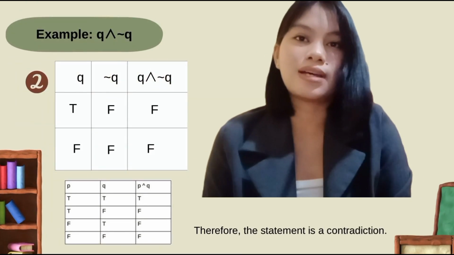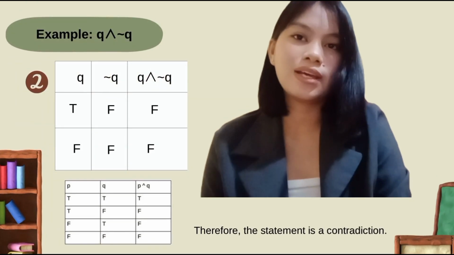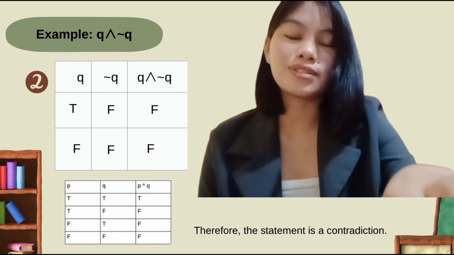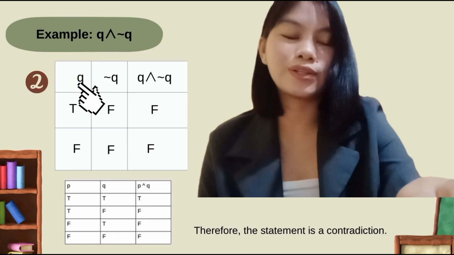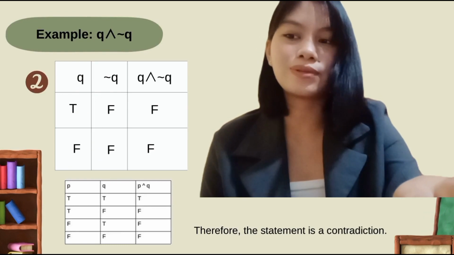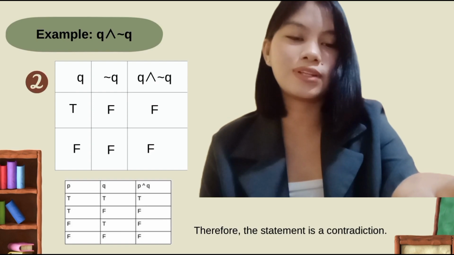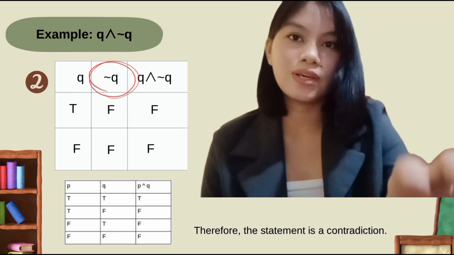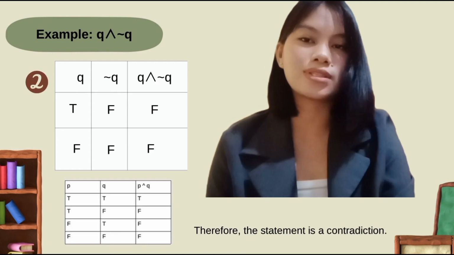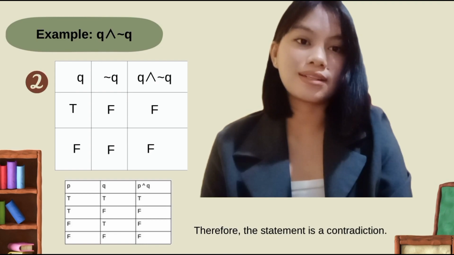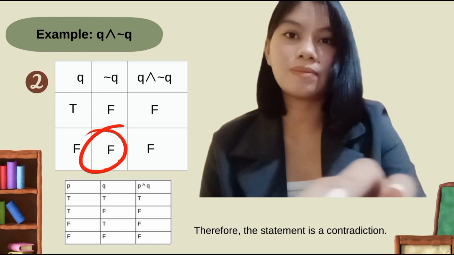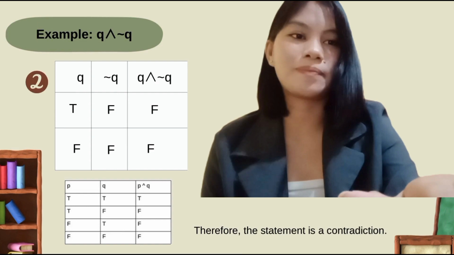Okay, for the next example, we have here Q and not Q. First column, value ng Q is true and false. Sa second column, guys, kukunin lang natin yung negation ng Q. Kapag nag-negate po tayo, kukunin lang natin yung opposite value ng isang statement. True yung value, magiging false siya. Kapag false naman, true siya.